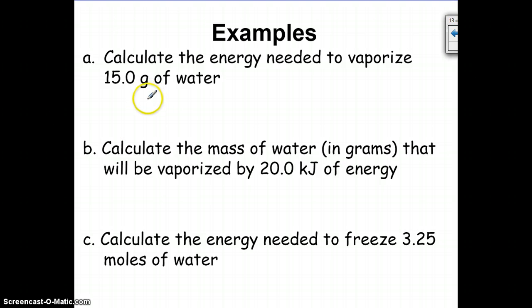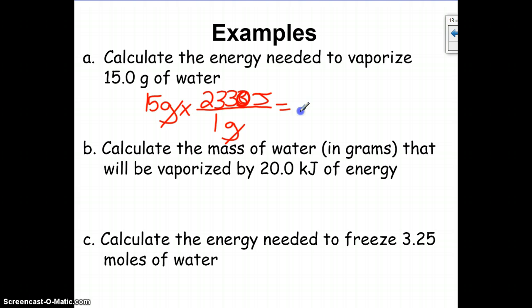So now let's look at a few calculations. The energy required to vaporize 15 grams of water. So we're starting with 15 grams of water. Vaporize, which means we're going to need the heat of vaporization. So we're just going to line up our units. We have 1 gram on bottom, 2,330 joules on top. The grams cancel, so it's going to take 15 times 2,330, and you should get that. So that's how many joules it's going to take.